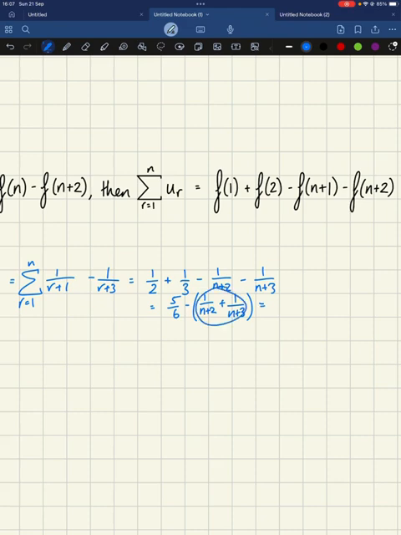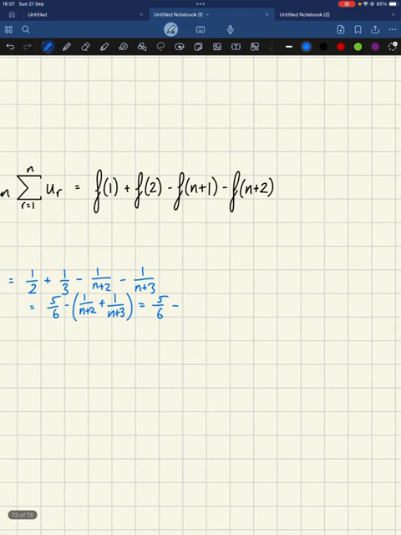So we'll combine this inside fraction, so we get 5/6 minus, now cross multiply, so that becomes the denominator, so we'll get n plus 3 plus n plus 2, which is 2n plus 5, all over (n plus 2)(n plus 3). We'll just leave that in factorized form, so (n plus 2)(n plus 3).